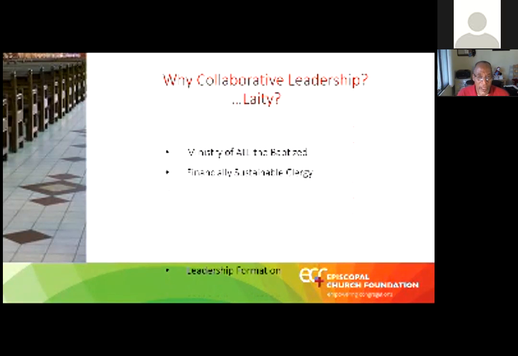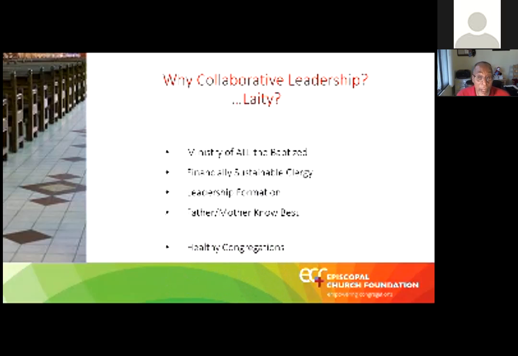How about considerations around financial sustainability of clergy? Thinking about part-time, bivocational clergy. There's real need for laity to step into that role to be a part of this shared work.